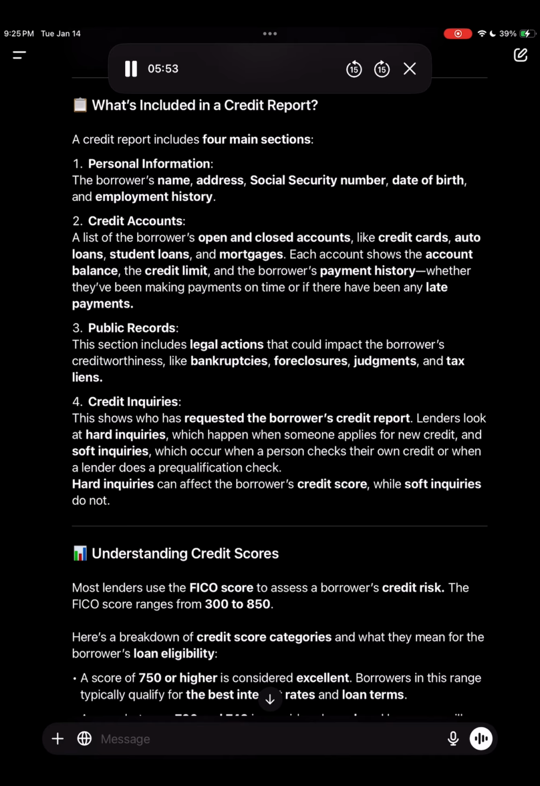Lenders look at hard inquiries, which happen when someone applies for new credit, and soft inquiries, which occur when a person checks their own credit or when a lender does a pre-qualification check. Hard inquiries can affect the borrower's credit score, while soft inquiries do not.